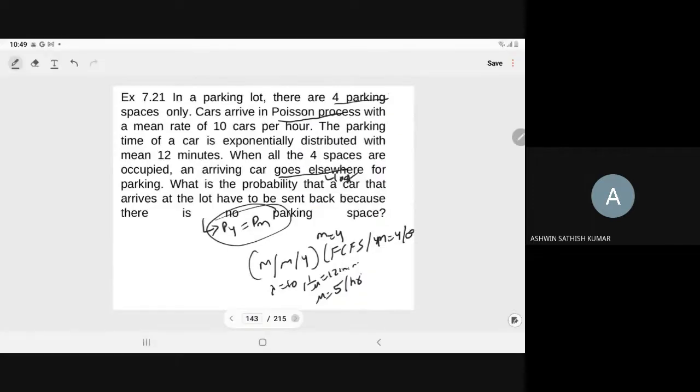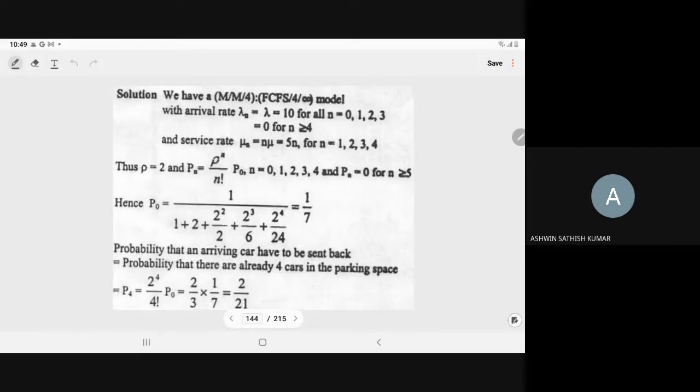So here we have the value of P naught as 1 by 7, and P4 will come as C4 into P naught, that is 2 upon 21. So that much fraction of cars will be the lost customers, lost cars.